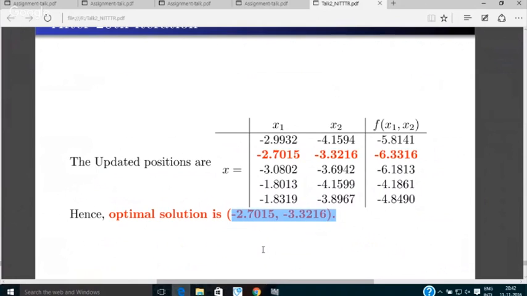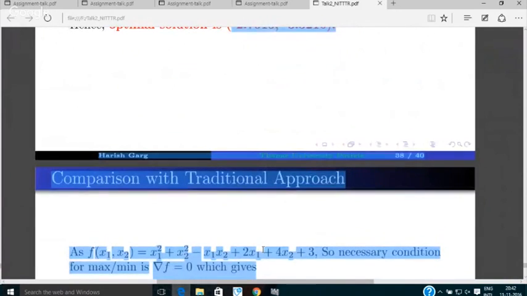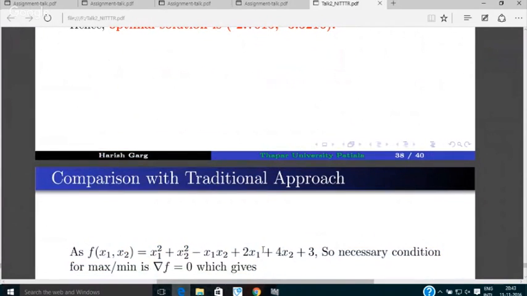But are you guaranteed that this answer, minus 2.7015 and minus 3.3216, is the optimal or not? You can't say that. This is not the optimal, but it is near to the optimal. So in order to validate it by comparison, we use a classical method, that is again the same: first derivative 0, second derivative greater than or less than 0, and prove that your answer is near to this optimal solution. Then you can say that the PSO algorithm works.